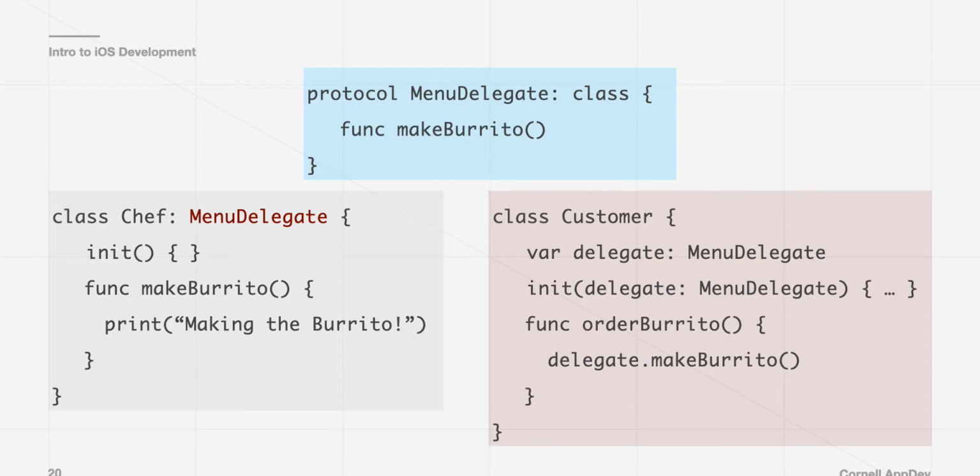And then the customer class will have a delegate variable. In this case, the delegate variable is of type MenuDelegate. So you initialize it, and then inside the customer class, when they're ready to order, they can just order it. In their order function, they would just do delegate.makeBurrito because it will access all the functions in the protocol, which are implemented by the chef class.